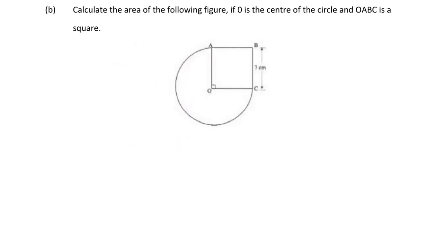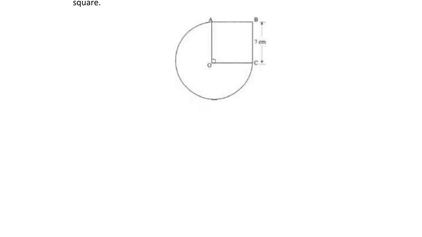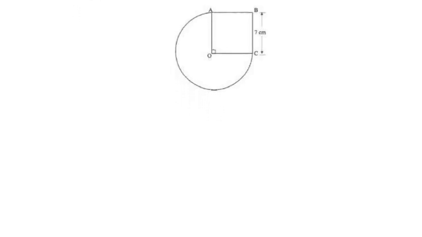For part B of the question, we are supposed to calculate the area of the following figure if O is the center of the circle and OABC is a square. Okay, so this one is the coordinate geometry problem. To find the needed area, first we are going to find the sum of the areas for the square and the 3/4 of the circle.